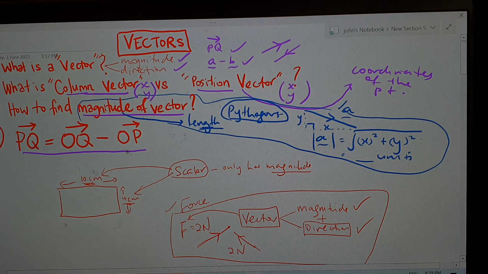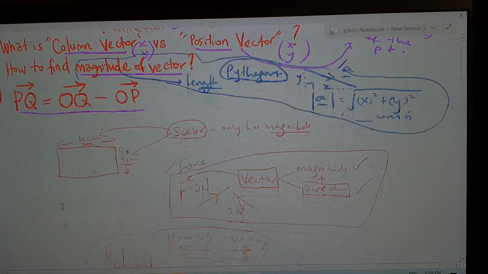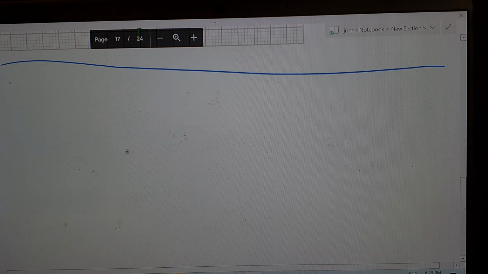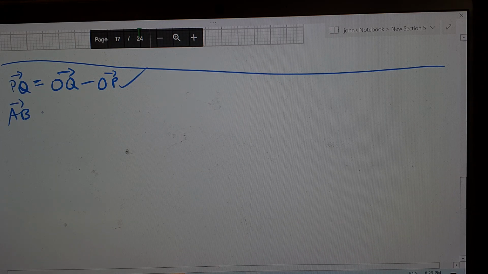Now the last thing I will go through is this fella. Now PQ is equals to OQ minus OP. Now what is this trying to tell us? Okay, let me show you using some examples. Okay, what I'm trying to show you is this. PQ, I can actually break up into this second position vector minus the first position vector. Okay, then you ask me, what am I talking about? Okay, I show you some examples.